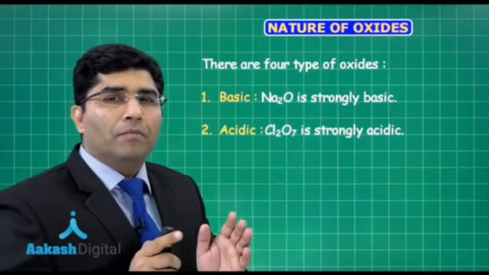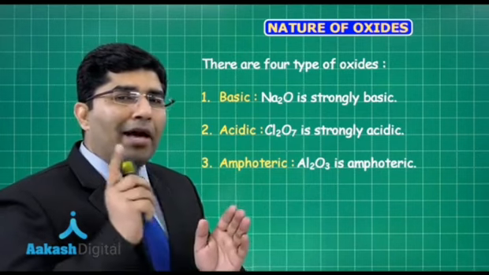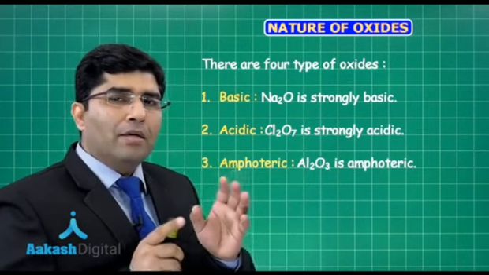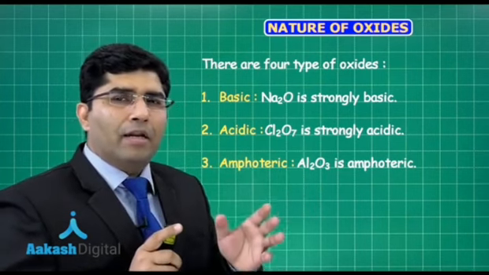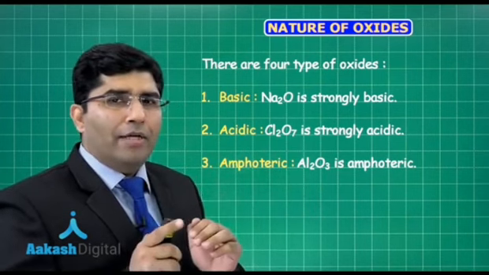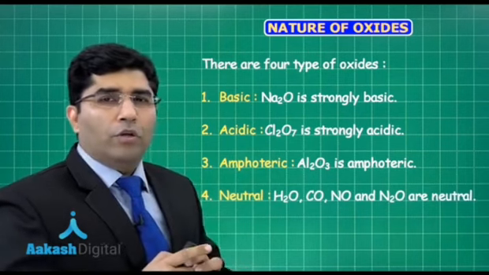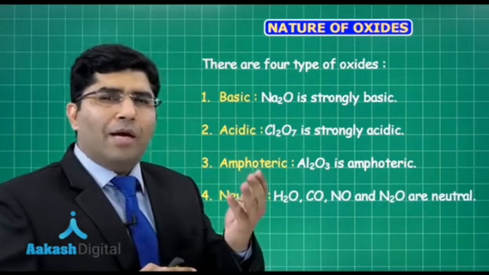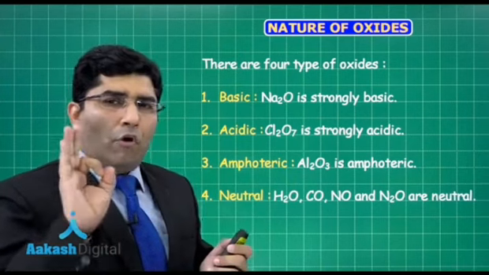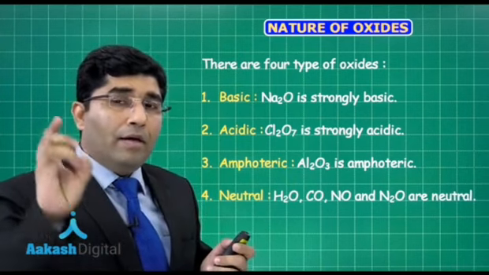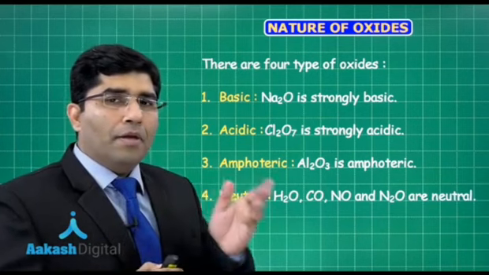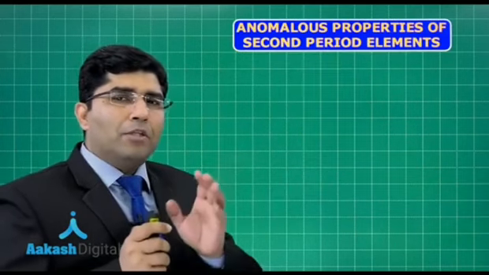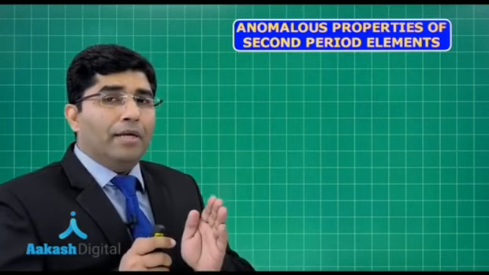Third type, amphoteric oxides. The metals which are not too reactive, like aluminium, zinc, etc., will form amphoteric oxides. Fourth one is the neutral oxide. There are only 4 examples like this: water, carbon monoxide, NO, and N2O. They all are neutral. Now, let's discuss the anomalous behavior of the element which is present in the second period of a particular group.